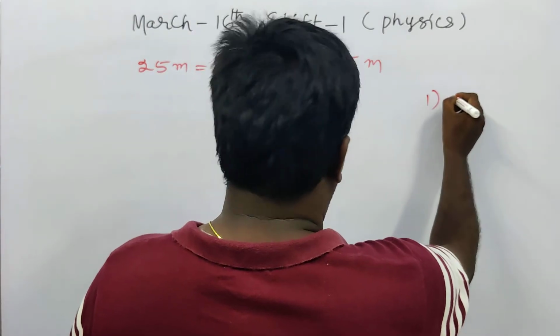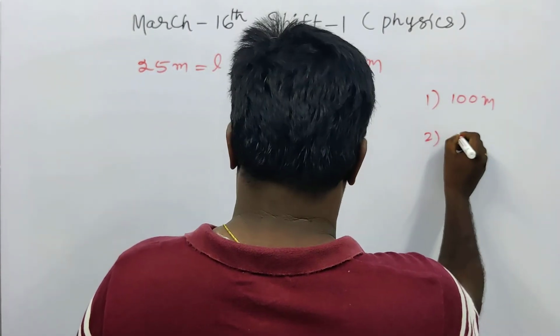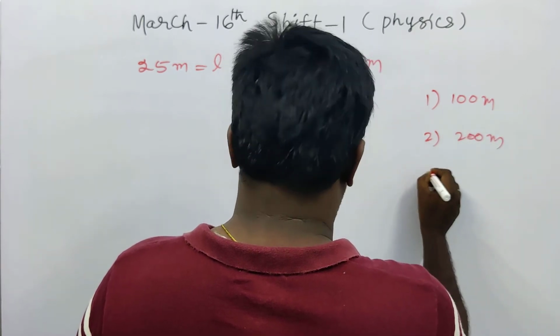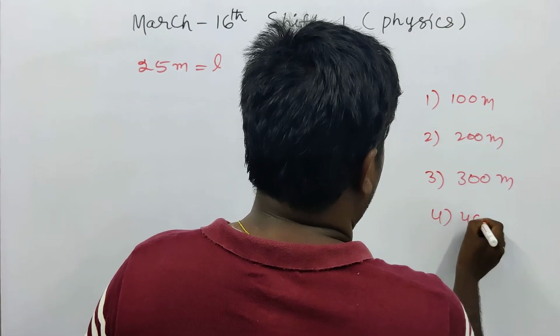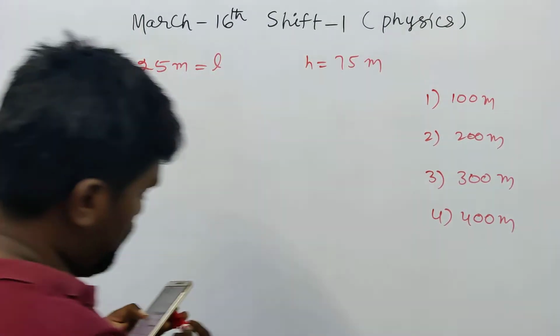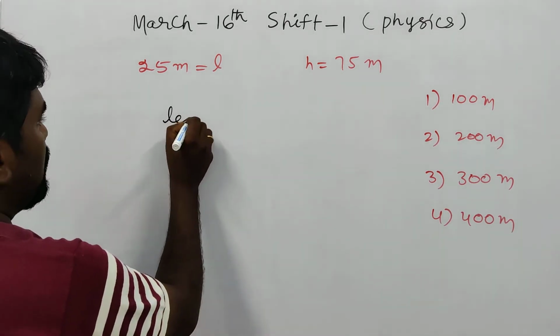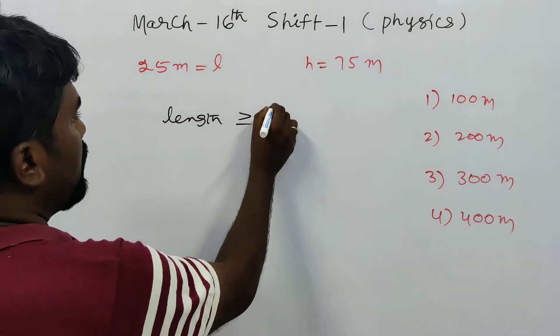So the maximum wavelength we need to find. The options are 100 meter, 200 meter, 300 meter, 400 meter. Which is the right option? Here you already know that the length of the antenna is greater than or equal to lambda by 4, where lambda is the wavelength.